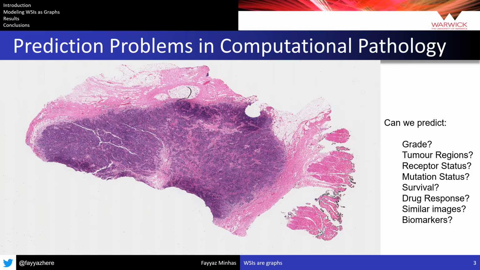Can we identify different types of tumor regions within this image? Whether this person was HER2 positive or not? What is the mutation status of this particular patient? What were the chances of survival for this particular patient? Are there any specific patterns that are associated with patients that have a high chance of survival? And how do different patients react given a drug? How do we identify similar patients, similar images when we give a representative image? How do we find different types of biomarkers? So there are a lot of very interesting problems in computational pathology.